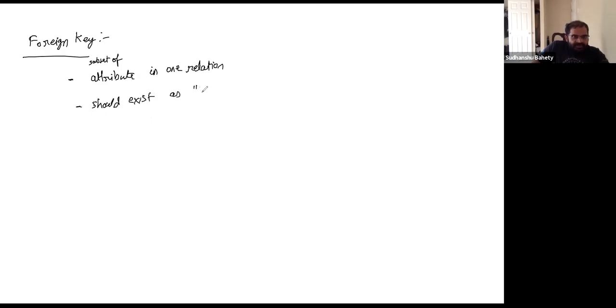Okay. So for a foreign key, the standard definition we have is an attribute, or a subset of attributes, I would say. It's a subset of attributes in one relation that has to exist in at least one of the tuples in another relation. Should exist as a tuple, right, in another relation.